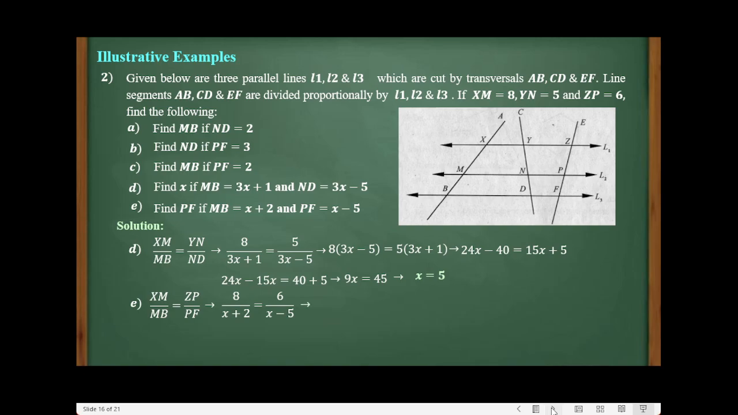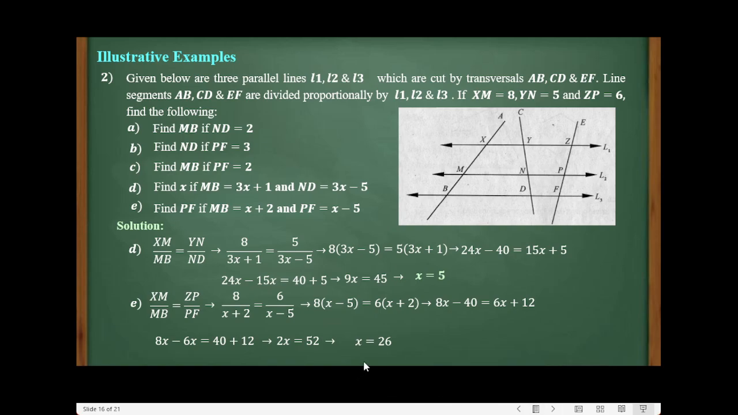We do the same thing. We apply the cross product process. The equation at this point becomes 8 times the quantity x minus 5 equals 6 times the quantity x plus 2. So the equation becomes 8x minus 40 equals 6x plus 12. At this point, we have 2x is equal to 52. Dividing both sides by 2, our x is equal to 26.